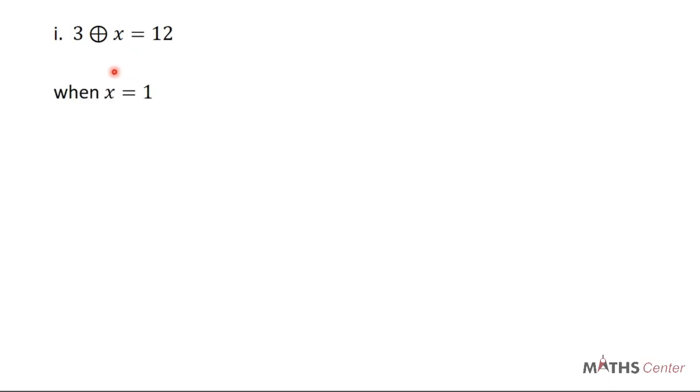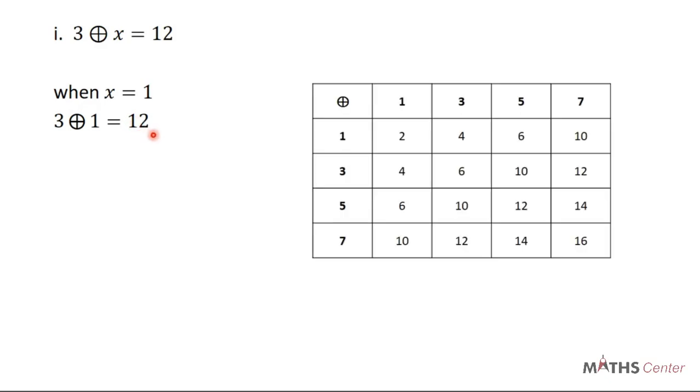So first, when x is equal to 1, this whole thing will change to 3 plus 1. The equation says that 3 plus 1 should give us 12. So what we have to do is find 3 plus 1 from our table and see if it is 12. From our table, 3 plus 1 is 4.